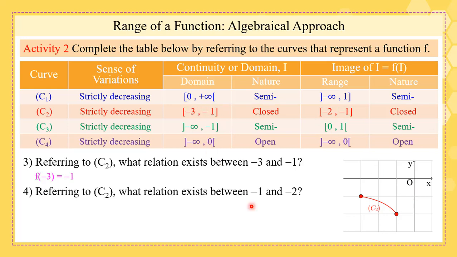Now, referring to the same curve, what relation exists between negative 1 and negative 2? This is negative 1 and this is negative 2. So f of negative 1 is negative 2 graphically.